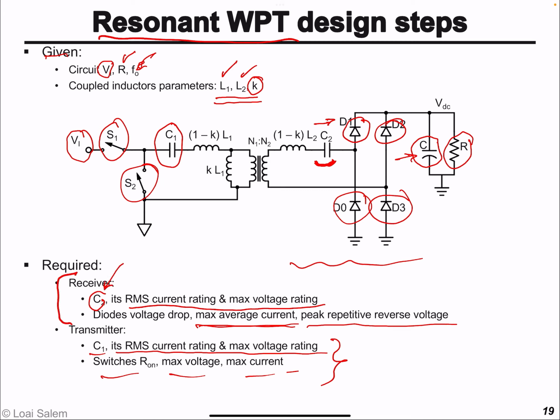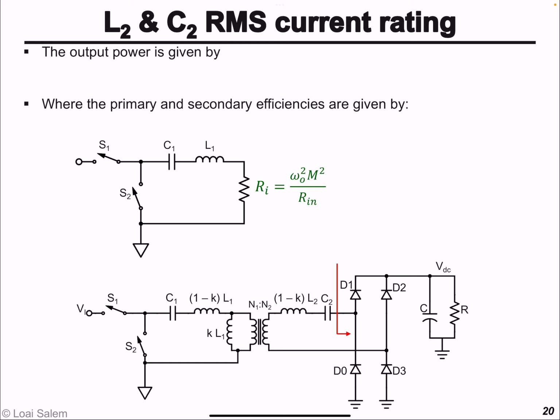C2, we already mentioned, needs to resonate with the secondary side inductance L2 at the resonant frequency f0. So we determine C2 from the equation C2 equals 1 over omega naught squared times L2. Now, how do we determine its ratings? Here we need to make sure that the RMS current rating for both the capacitor C2 and the secondary side inductor is not exceeded.